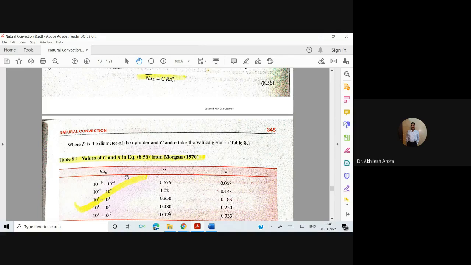So for each range, you are given a particular value of C and a particular value of n. So you have to calculate the value of the Rayleigh number, see in which range it lies, and accordingly choose the value of C and n for the horizontal cylinder.